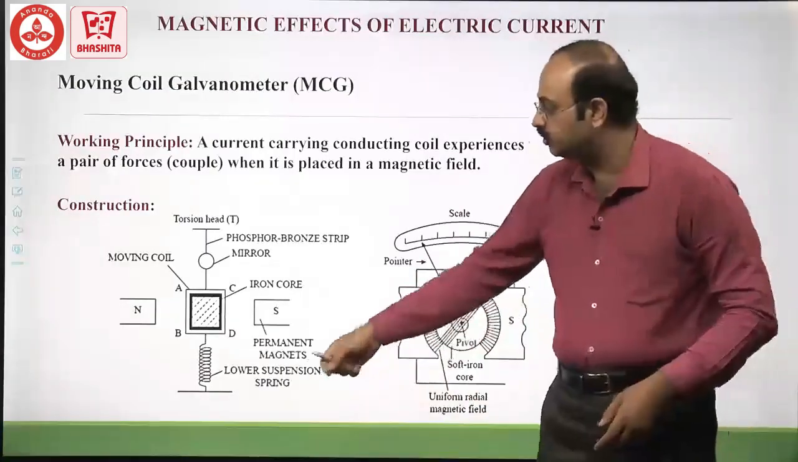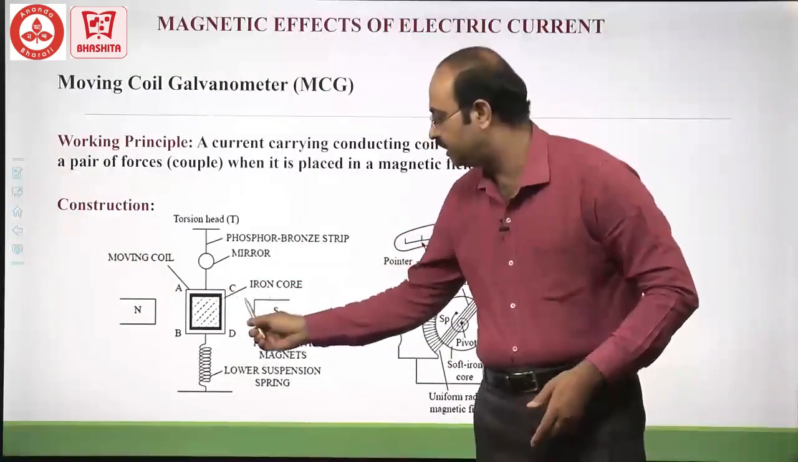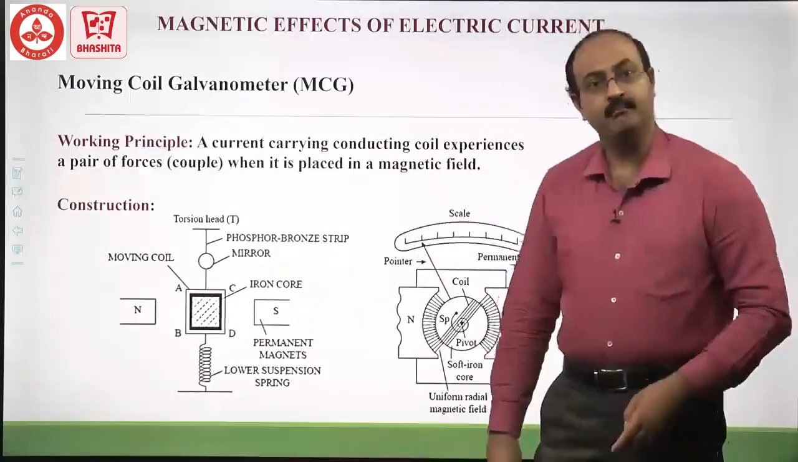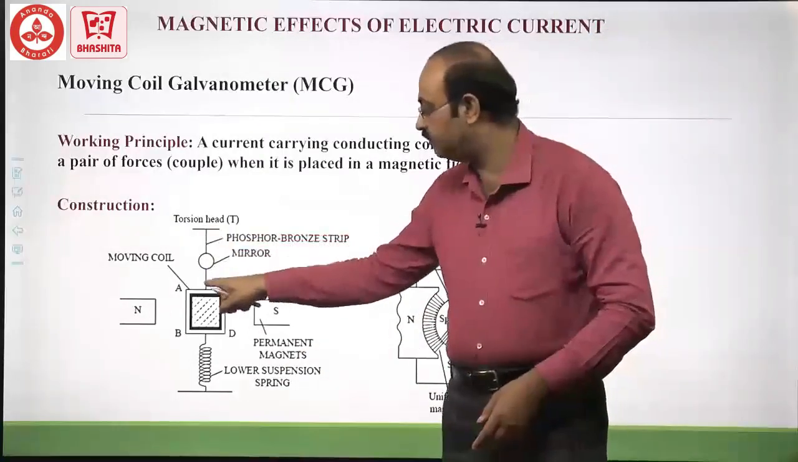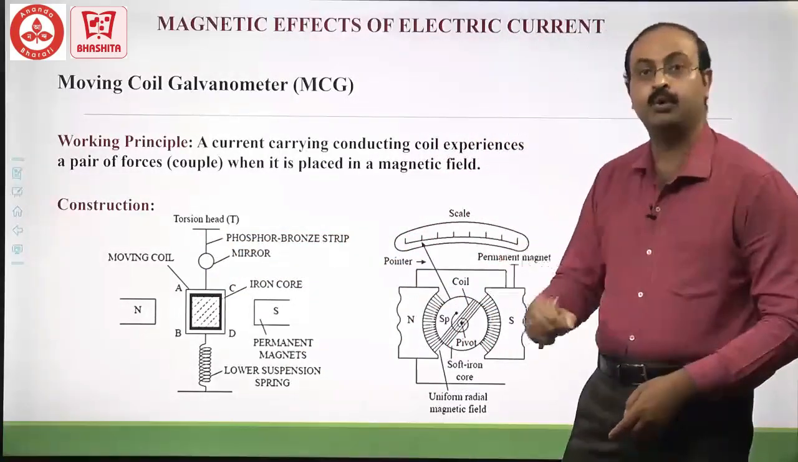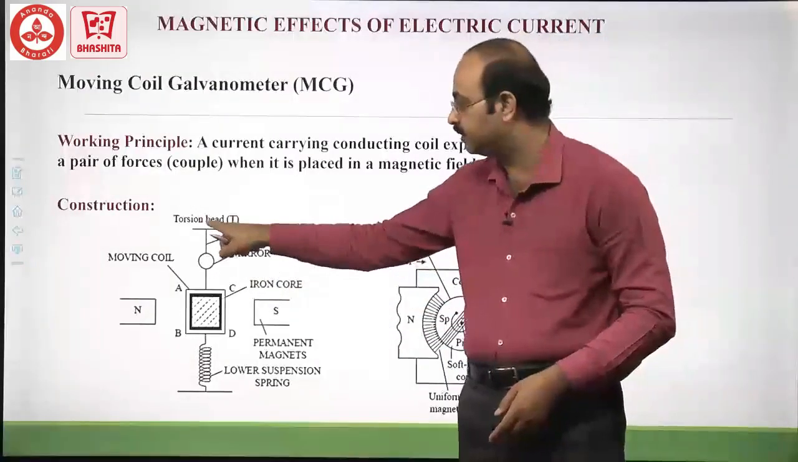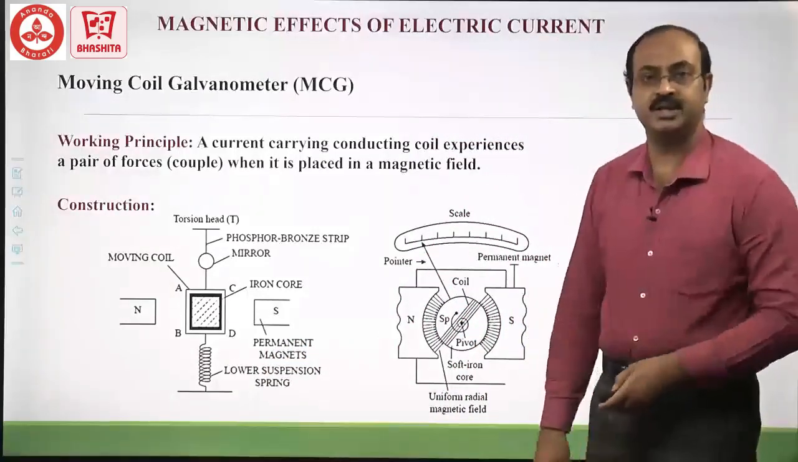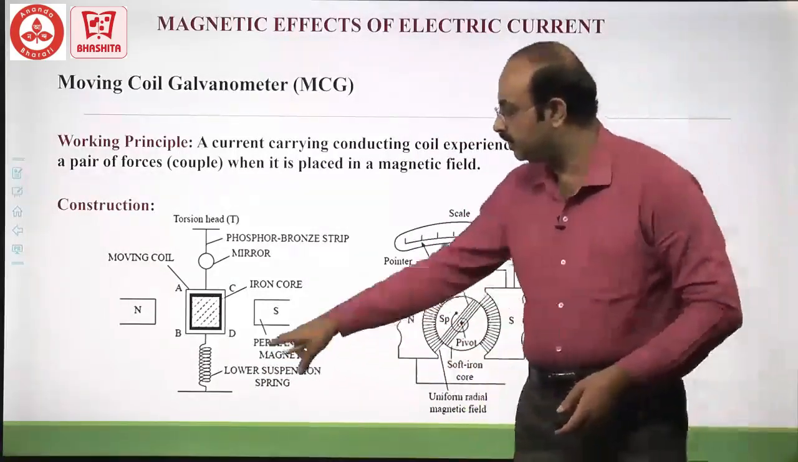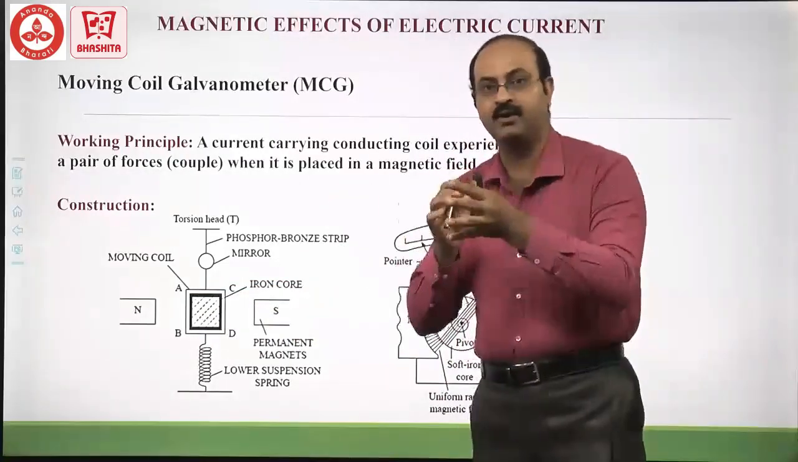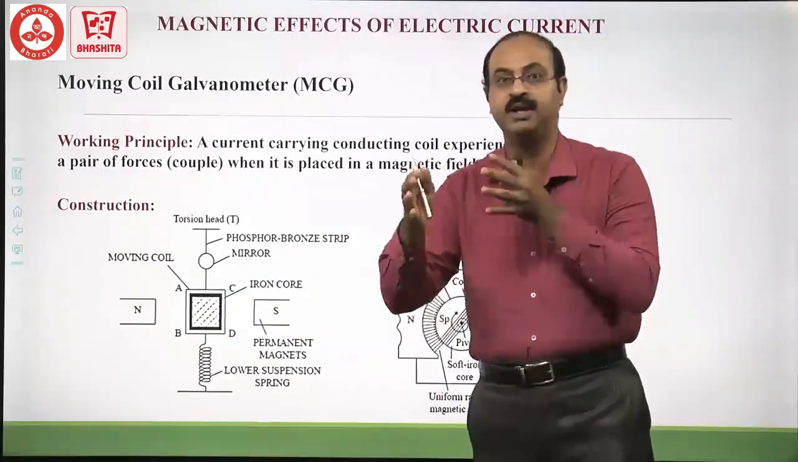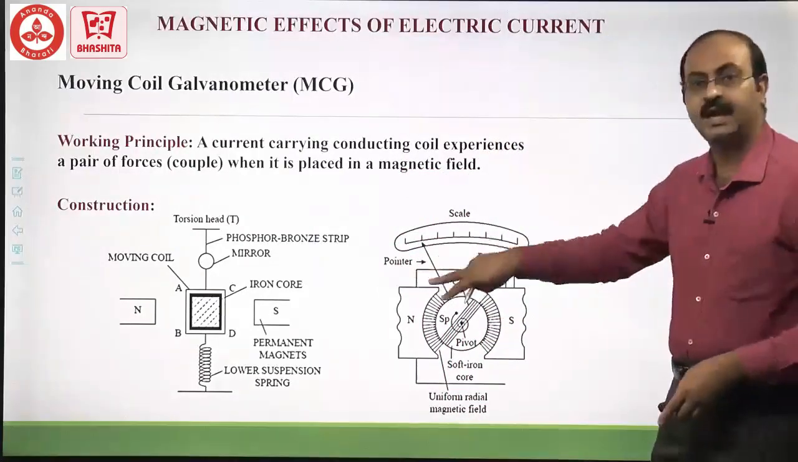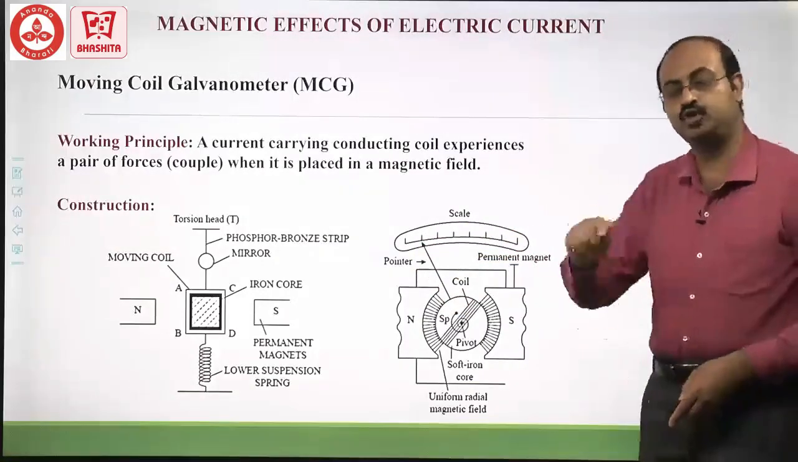Construction, nicely you will be using a moving coil with an iron core kept at its center, placed between the poles of a magnet, and also suspended with a phosphor bronze strip attached with a mirror from the torsion head, and the bottom portion is supported by a spring, the suspension spring. This coil will experience a pair of forces, that is a couple, and experience a turning effect, and that turning effect can be measured by this scale and pointer arrangement also, to note the reading.